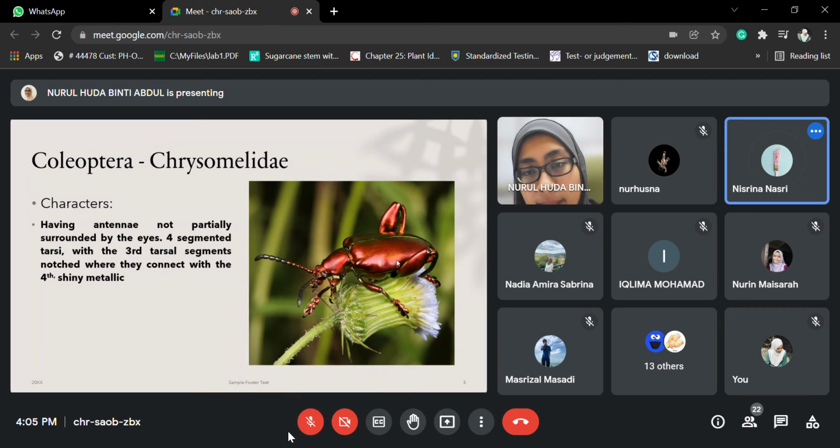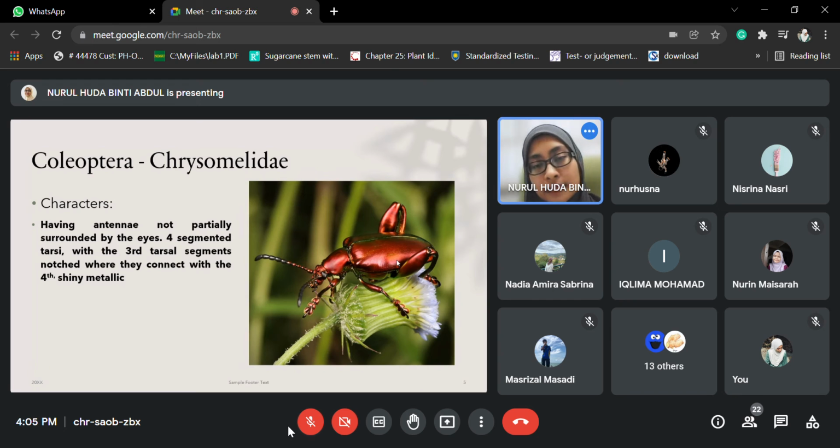Antenna dia filiform. Okay, yes, antenna is actually more towards filiform. Okay, even though kamu nampak dia macam bulat-bulat kan, it's not actually moniliform, it's more like a filiform. And sometimes, okay, this is based on the picture, but sometimes you can see the other chrysomelic that have more like a club.